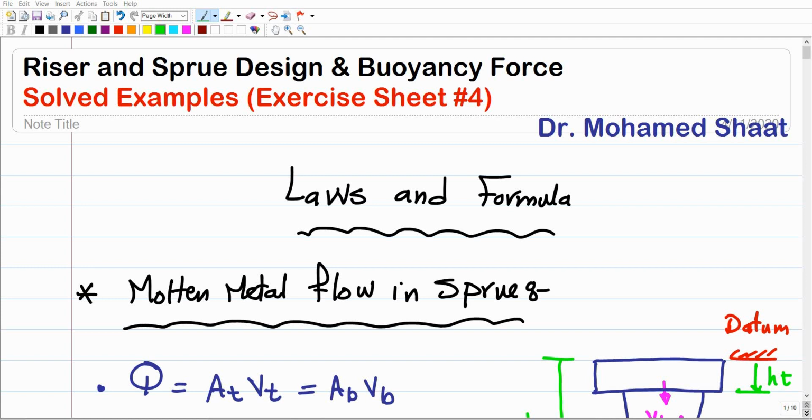Also, we have discussed the down sprue design and the relation between the area at the top of the down sprue to the bottom area of the down sprue. And we also discussed three different methods of the riser design, and we said that we're gonna use two of them, which are the Naval Research Lab method in addition to Chvorinov's method.